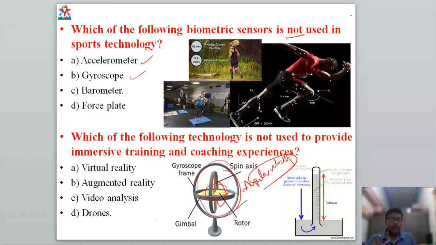Remember these two points. The gyroscope measures angular velocity. The basic thing is the gyroscope will measure the angular velocity, right? Whereas this gives us an indication of rotation. So when he is moving and wants to flip, that kind of angular velocity will be measured by the gyroscope.